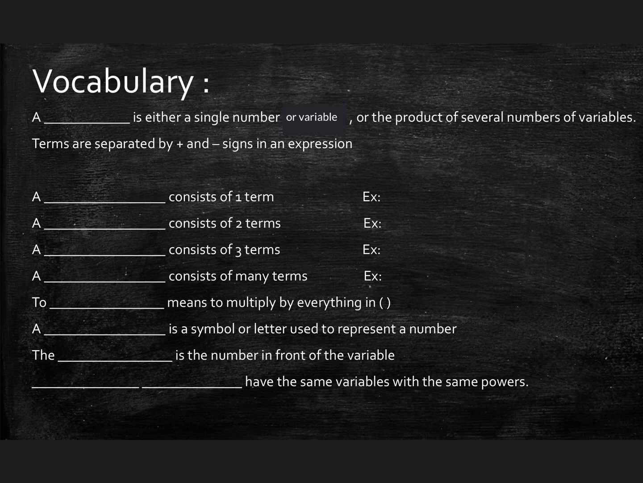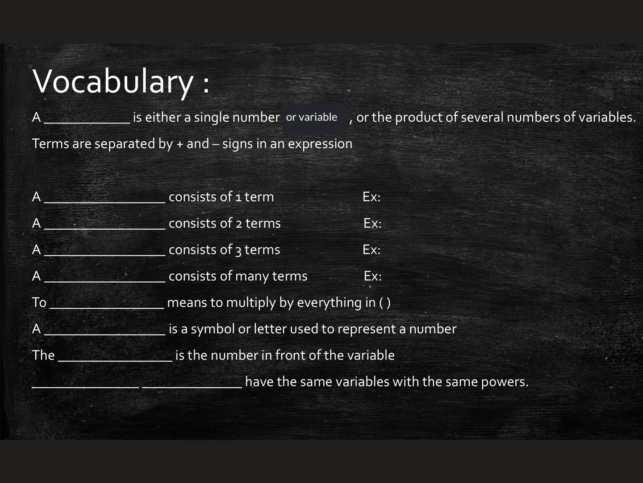Okay, before we go much further, let's look at a couple of vocabulary terms. So the first vocabulary word is a term. A term is either a single number or a variable, or the product of several numbers or variables. Terms are separated by plus and minus signs in an expression. A monomial consists of one term.